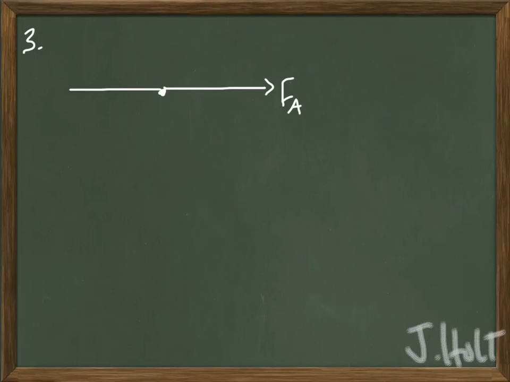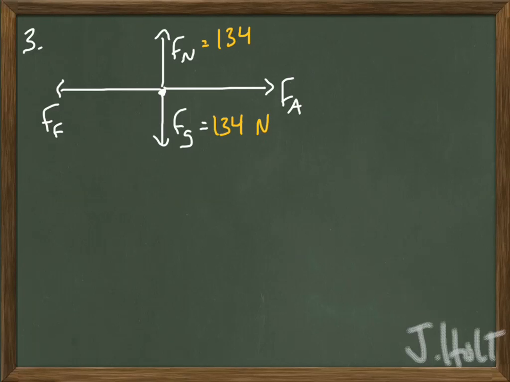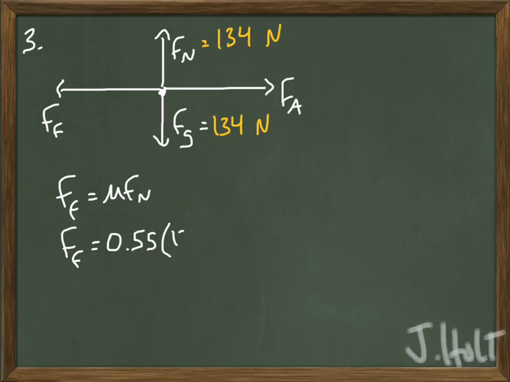In problem number 3, we have an applied force. We're dragging a box of books. We also have a force of friction. We know what the weight of the box is, so that's going to be the same as the normal force. We also know what the coefficient of friction is. So let's plug that into our formula for the force of friction so that we can get the actual value of the force.